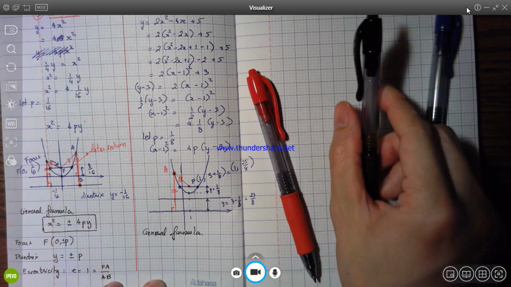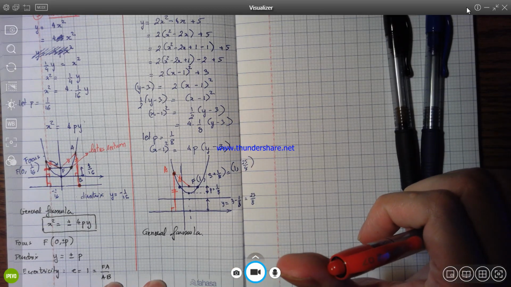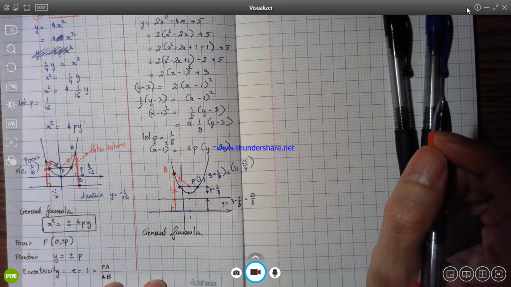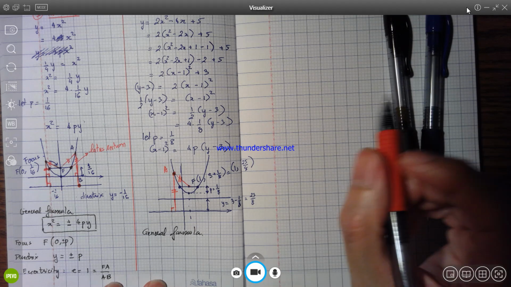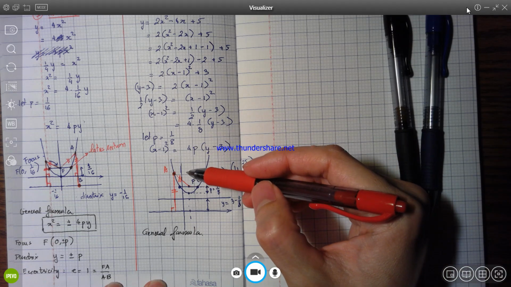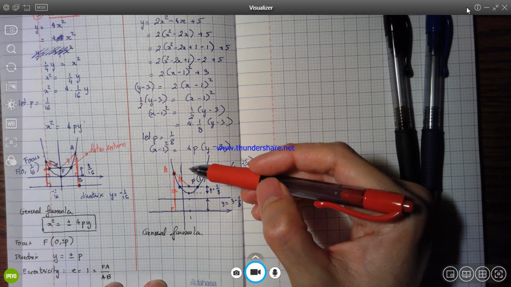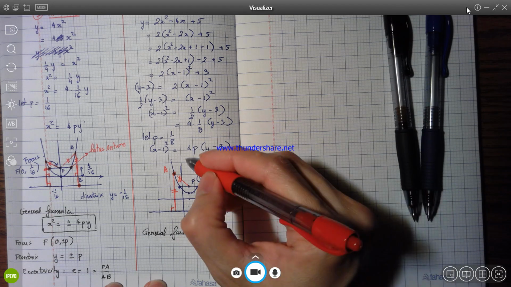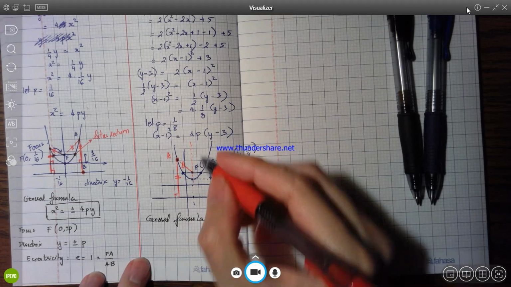Okay, for any parabola whose vertex is not the origin, and whose axis of symmetry is not the y-axis but is also a vertical line, it's right here.